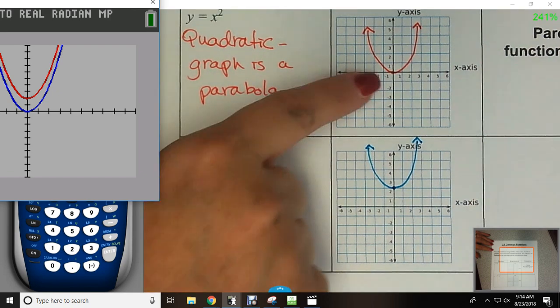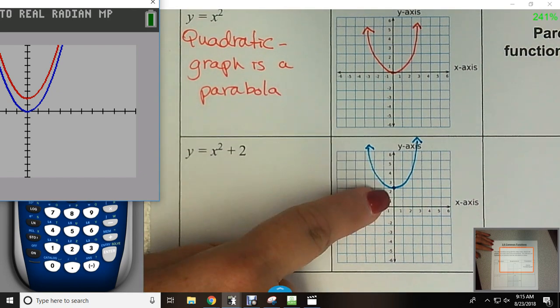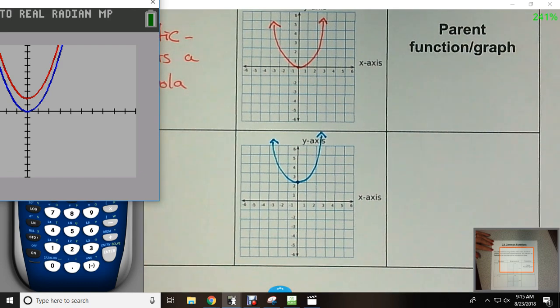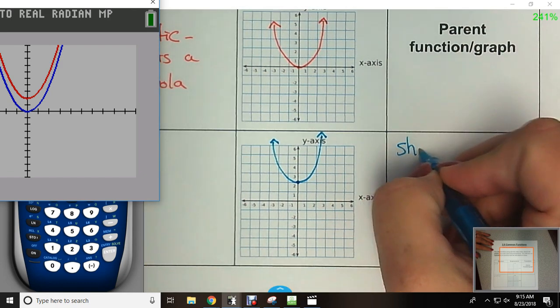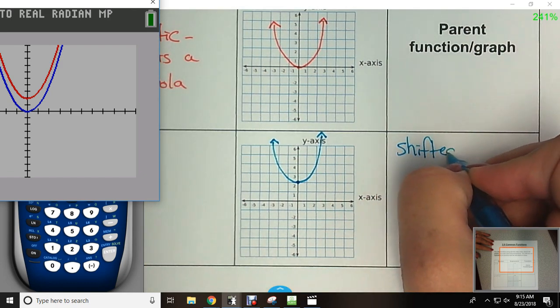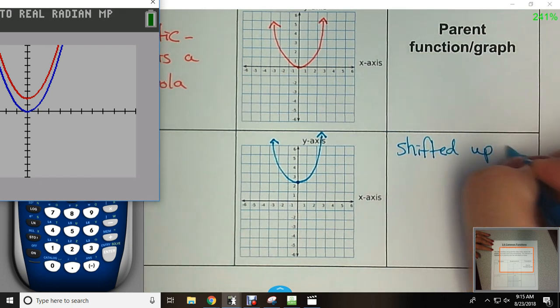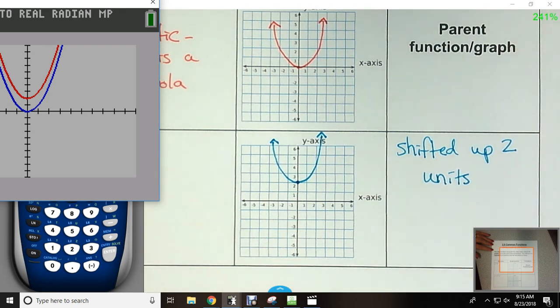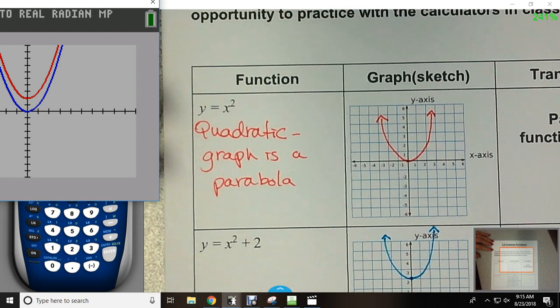So what happened to this graph to get this one? Basically I want to know, what did this plus 2 do to it? Well, it shifted up 2 units. So now, let's take a look at the next problem.